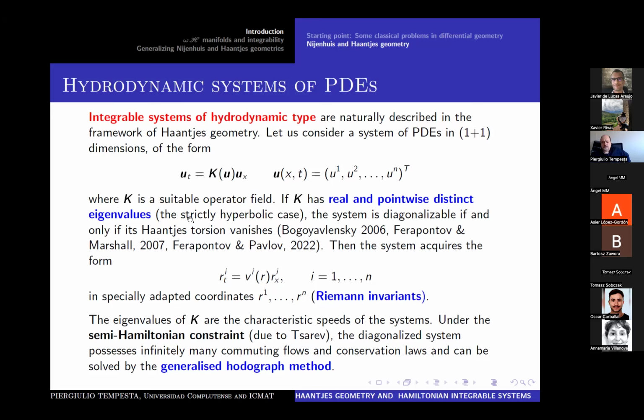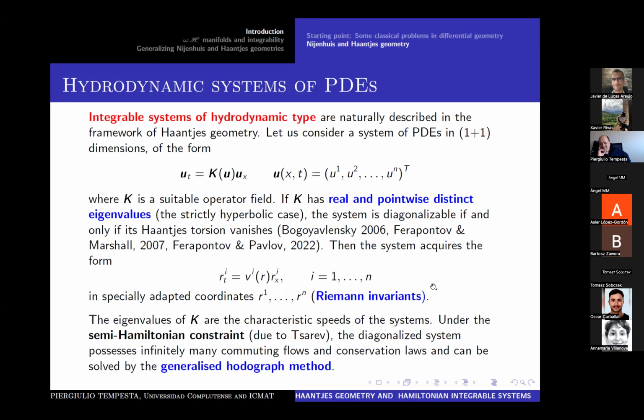And then the point is that in the so-called strictly hyperbolic case, so K has real and pointwise distinct eigenvalues, the system is diagonalizable if and only if K is indeed a Haantjes tensor. This is a beautiful result by Bogoyavlenskij and Tsarev, and it has also been studied by Ferapontov and Marshall, also in collaboration with Pavlov more recently. In other words, this is actually quite natural, right? Because if K is a Haantjes operator and also has real and pointwise distinct eigenvalues, of course, it's semi-simple and then it can be diagonalized, as we will see. So it's not somehow surprising a posteriori, but what is new was the application to this kind of systems. Indeed, the system then acquires this sort of separated form, where these coordinates are the so-called Riemann invariants.